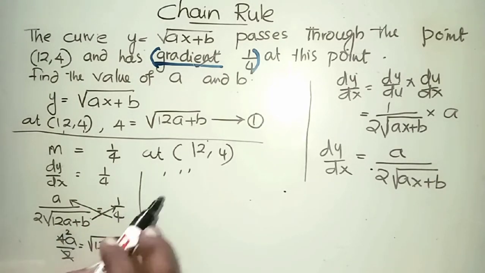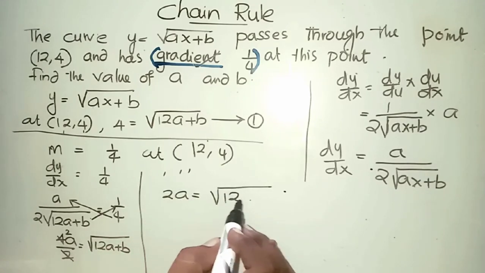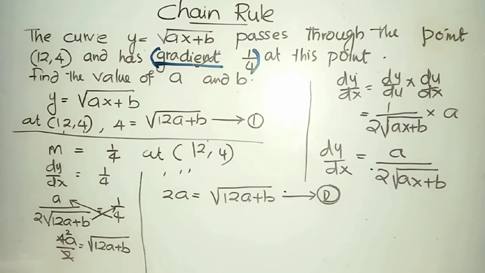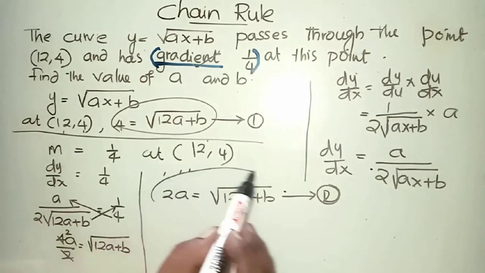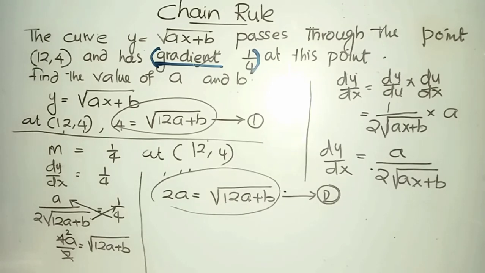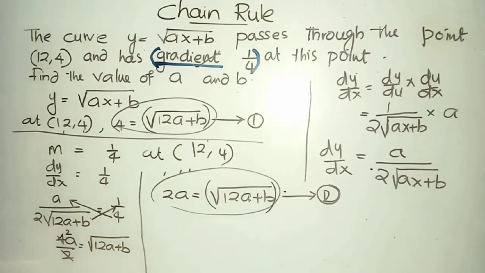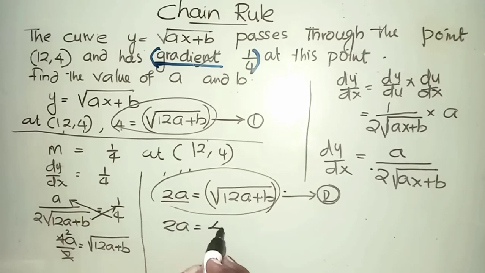That gives 2a equals root of 12a plus b. Let's consider this as number 2. Now just go through number 1 and number 2. Do you find anything similar? Yes, both have the same right hand side. And we know if the right hand sides are the same, we can equate the left hand sides also. That means 2a equals 4. It implies a equals 4 by 2, which is 2.